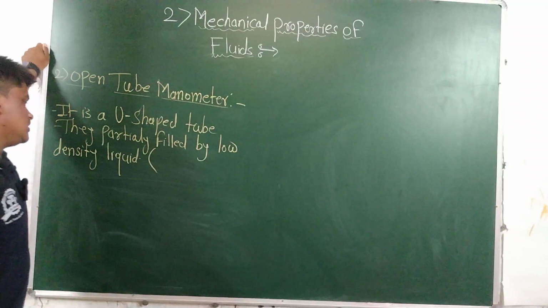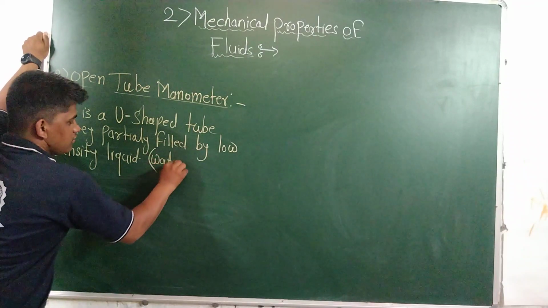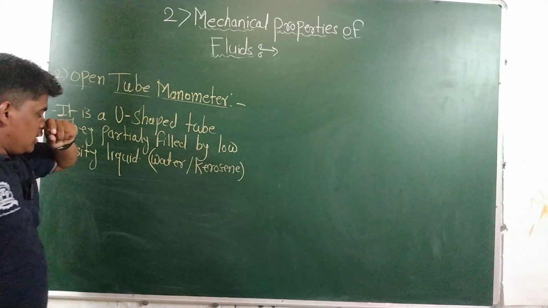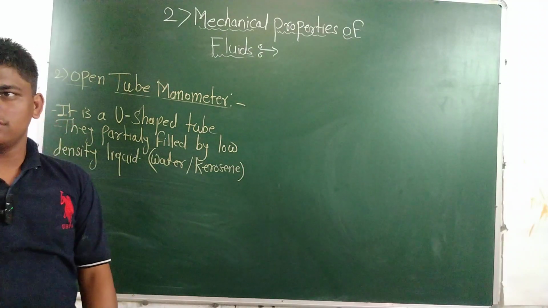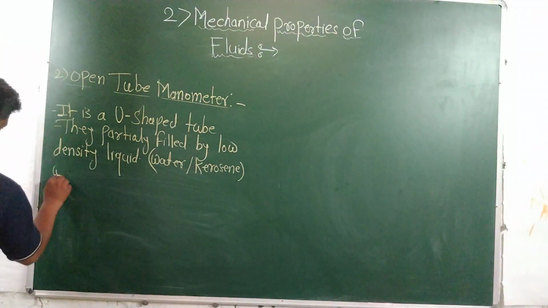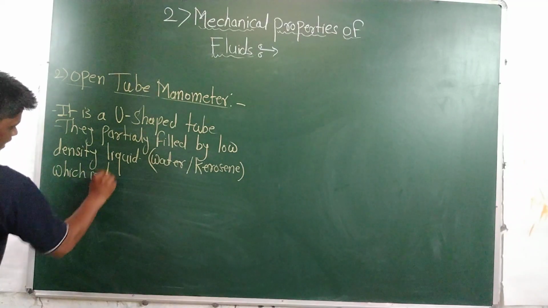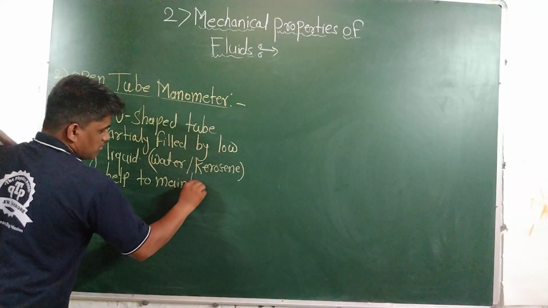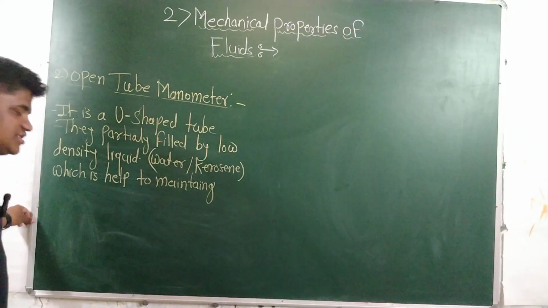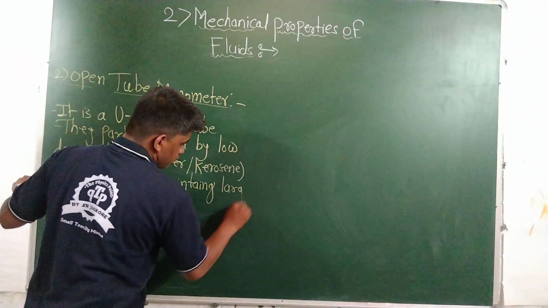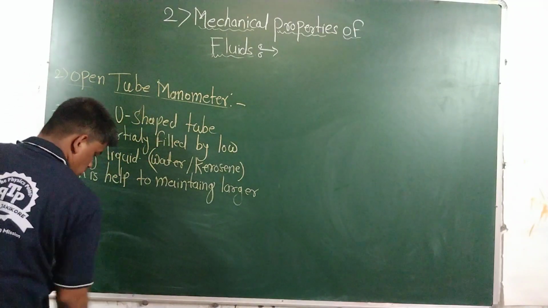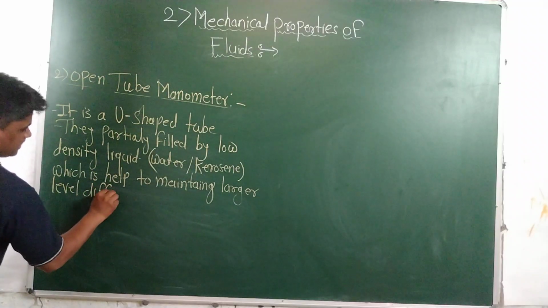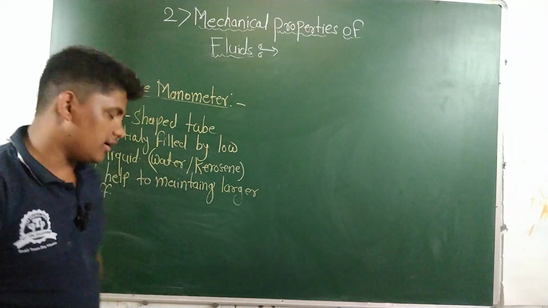Some examples of that low density liquid are water or kerosene. These are liquids which have low density, and this helps in maintaining a larger level difference between the two arms.